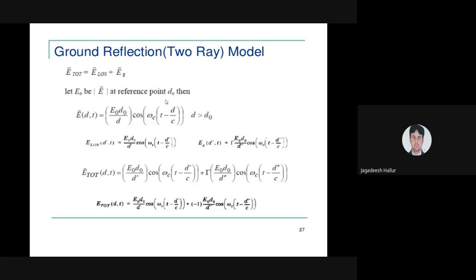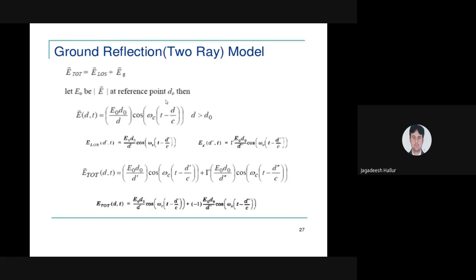You are going to substitute these two equations in the main equation, that is E total equals E LOS plus Eg. E stands for electric field. The total electric field equals the electric field with respect to line of sight plus the electric field with respect to the ground reflected wave. So you have to substitute that.